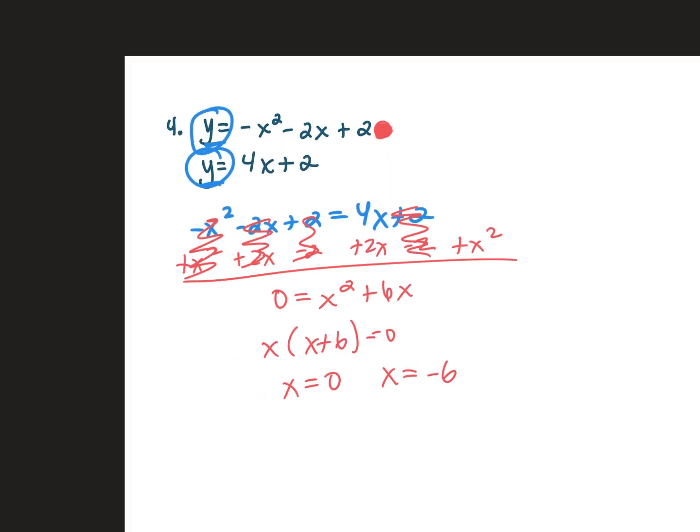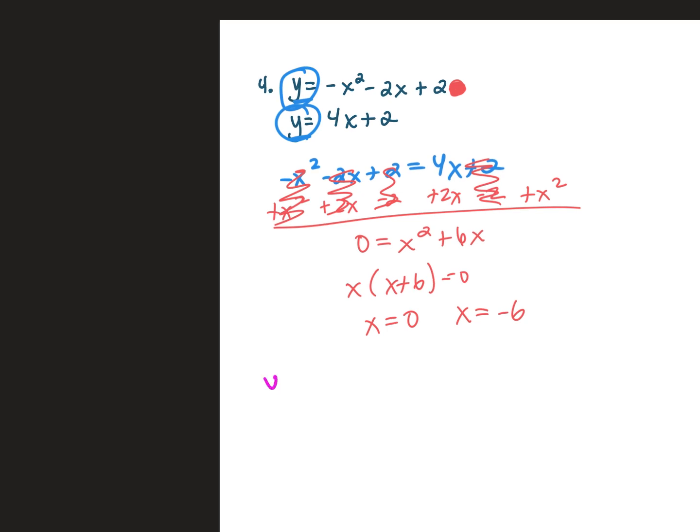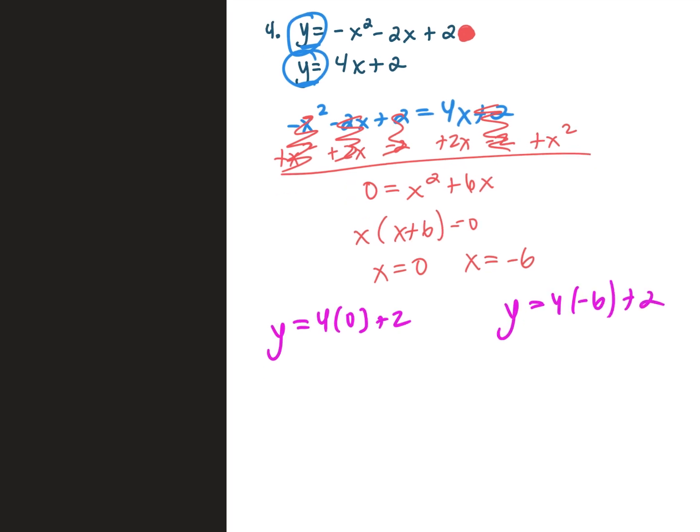So I have two answers. How did I know at the beginning I was already going to have two answers? Because it's squared. What do I do to figure out what the y is? Plug it back in. Can I plug it into the top one? Yeah. Would it be easier to do the bottom one? Yeah. Again, whatever you guys want to do. Plug it into both if you have extra time. I'm just going to use the bottom one.